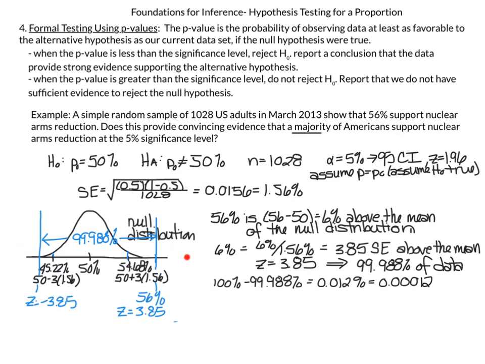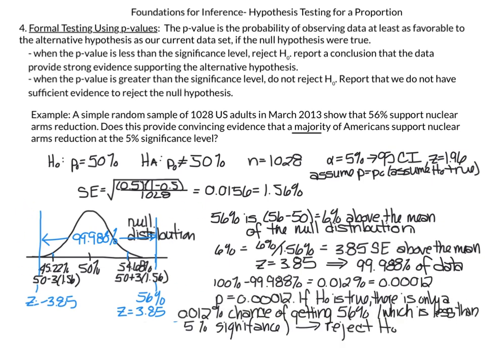And again, we should take into consideration we're talking about both sides, either higher or lower. So I'm going to write that down. That's our p-value is 0.00012. So if H naught is true, then in our null distribution, there's only a 0.012% chance of getting a sample with 56% as our proportion.